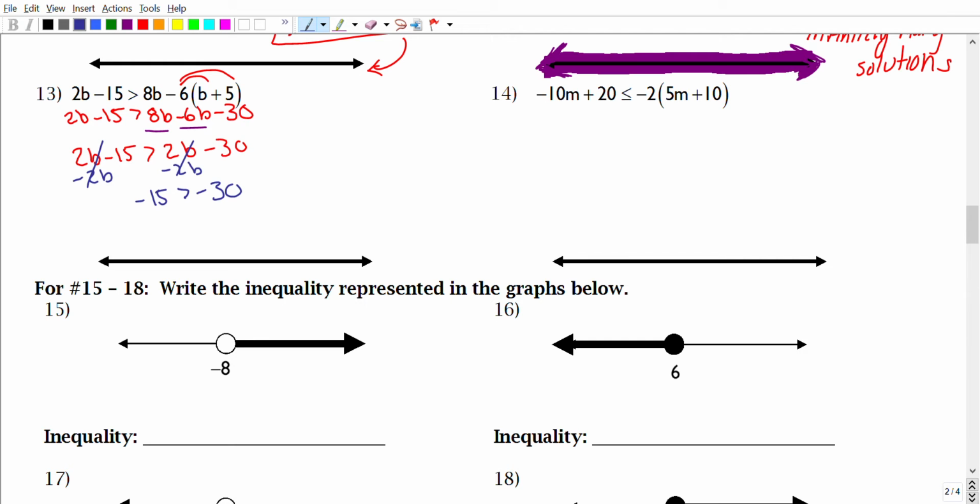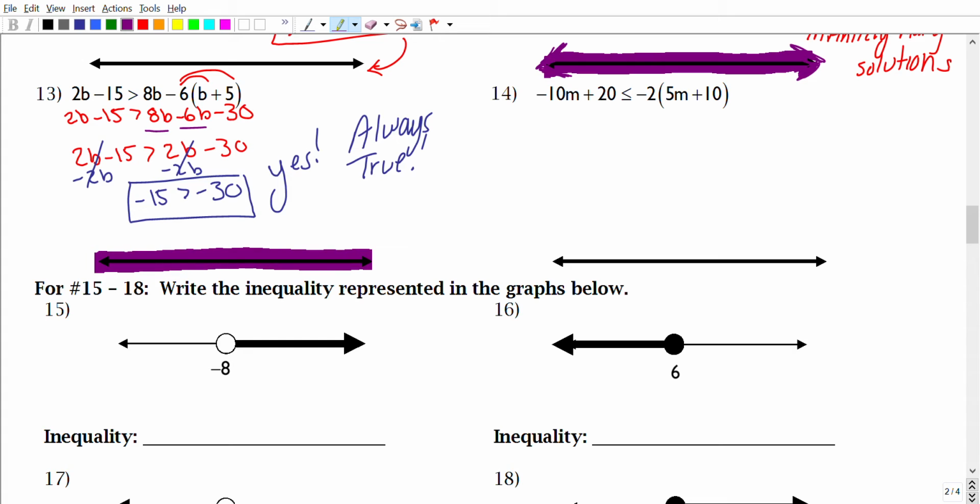Well, think about that. Is negative 15 greater than negative 30? And in this case, yes. Always true. Negative 15 is always greater than negative 30. And hence, how many times is it true? It's always true. So how much do I shade? I shade all of it. Okay? So what would you say here for your solutions?